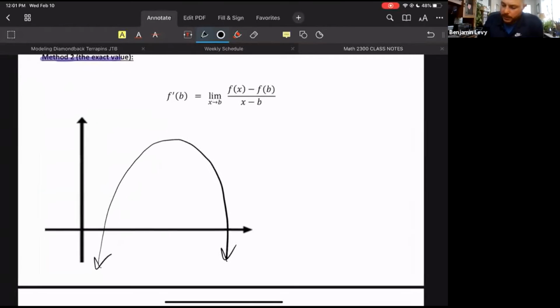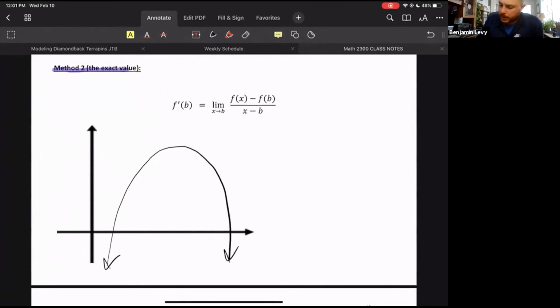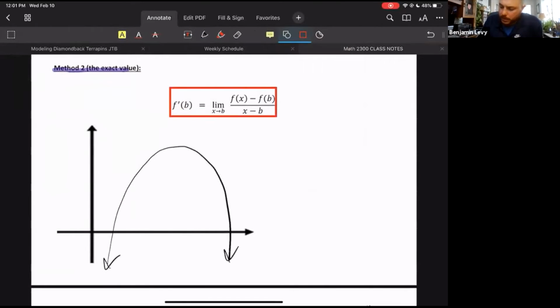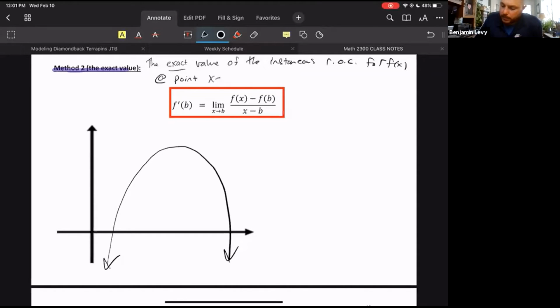So this formula right here, this is a super important formula. I think I might throw a red box around it. Actually, it's that important. This is the exact value of the instantaneous rate of change for the function f of x at the point x equals b. And as I've explained before, we denote it with f with the apostrophe, right? So we call that the derivative at the point b.